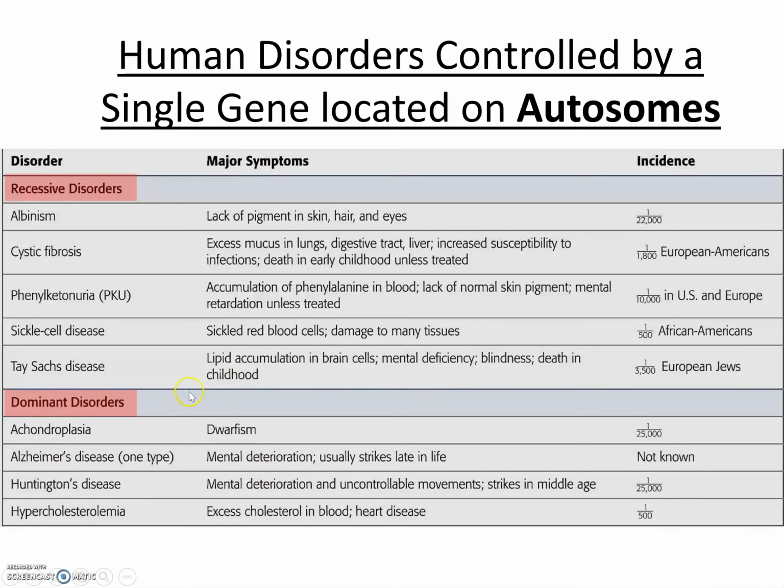One of the interesting things that we see here is there are actually dominant disorders, and the one that's not on here that is a little bit shocking is that it's actually a recessive trait to have 5 fingers on each hand and 5 toes on each foot. The dominant trait is for people to have 6 fingers on each hand and each foot.